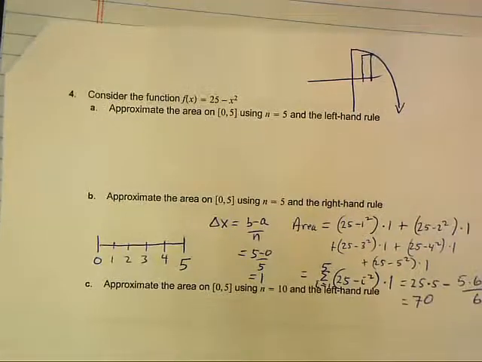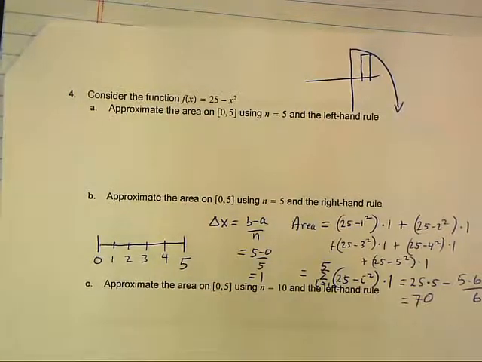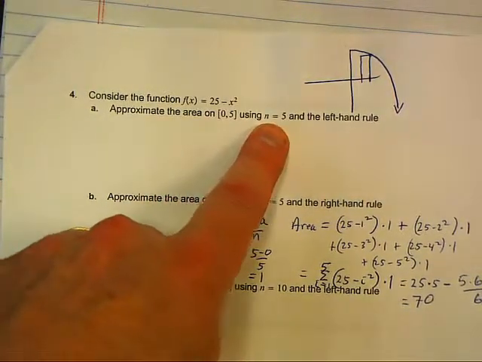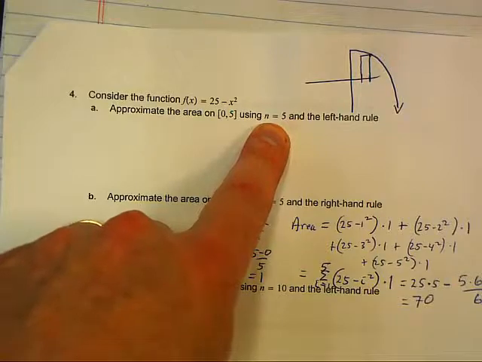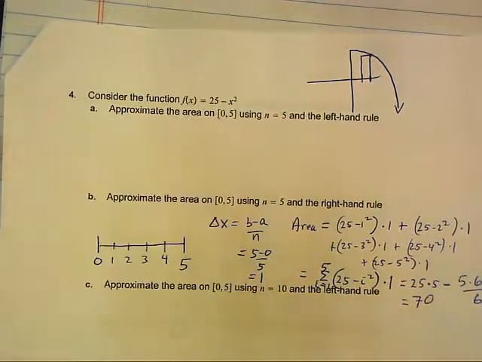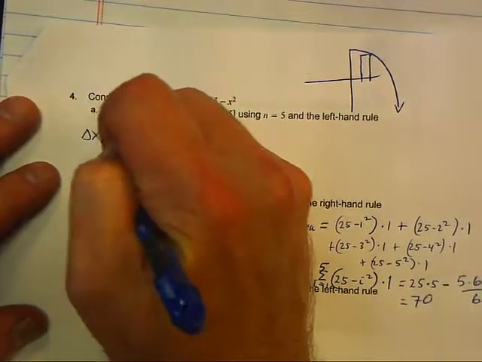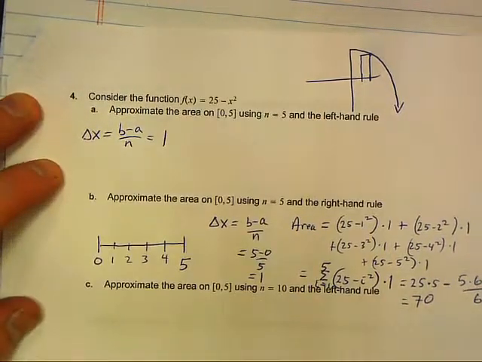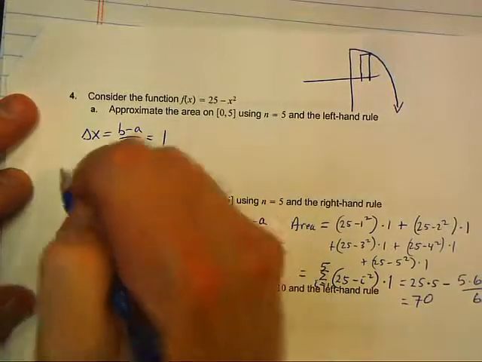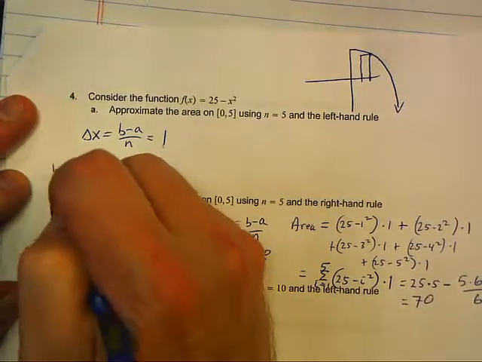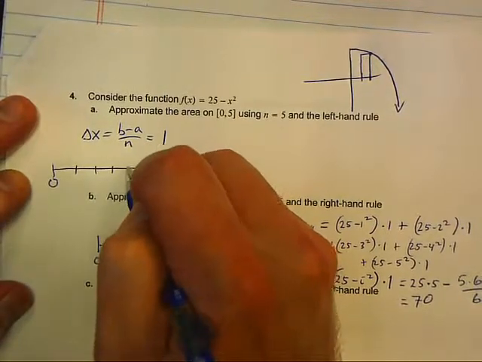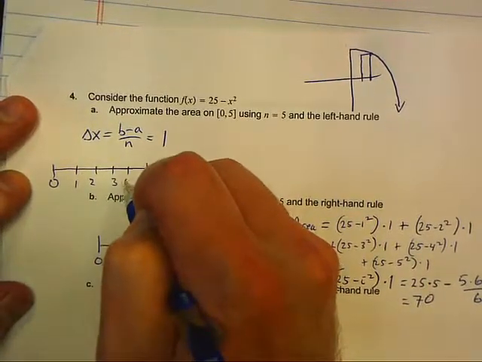All right, so let's look and see what happens if we use the left-hand rule. We're going from 0 to 5, and n is 5 still. So delta x is still 1. So delta x is still going to be b minus a over n, which is still going to be 1. So on our number line, we're going to start at 0, we're going to end at 5, and we're going to go by 1s. Which is nice. I like going by 1s.